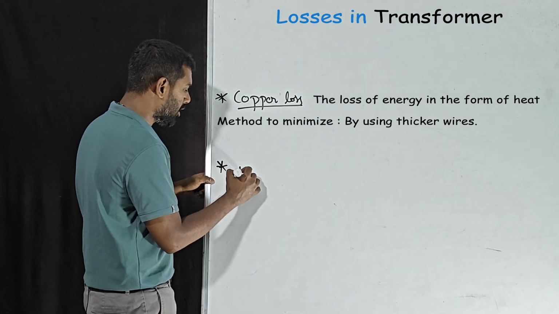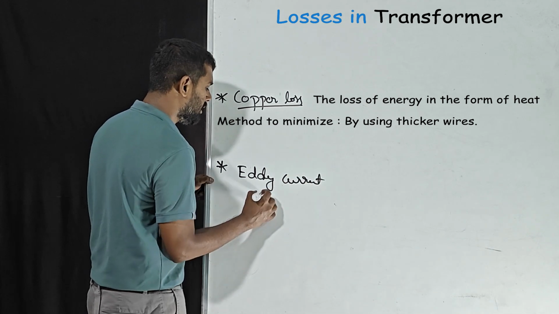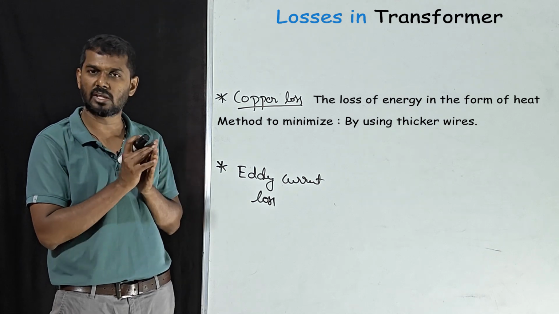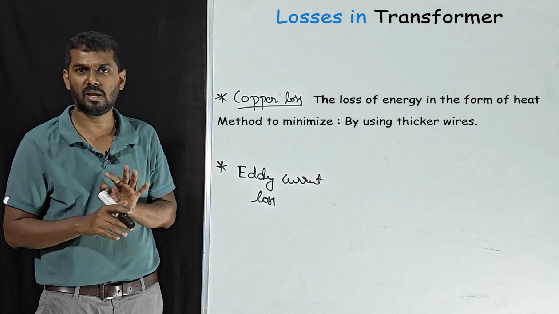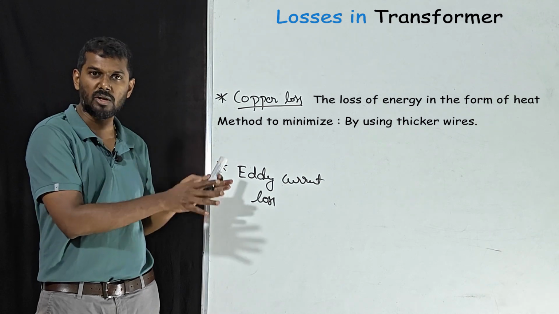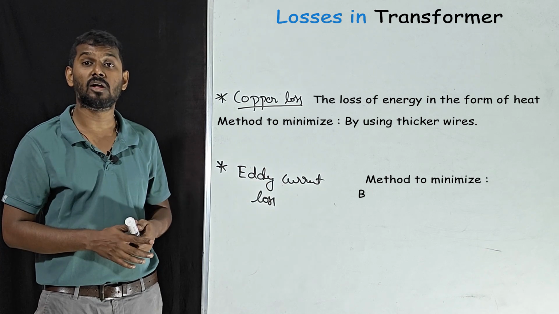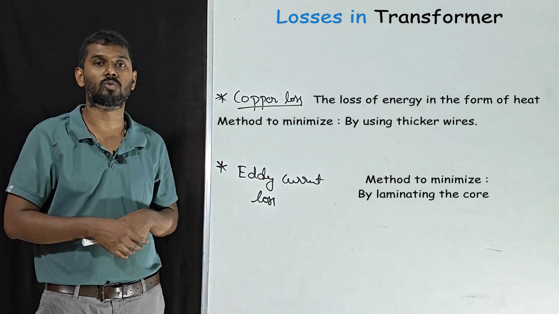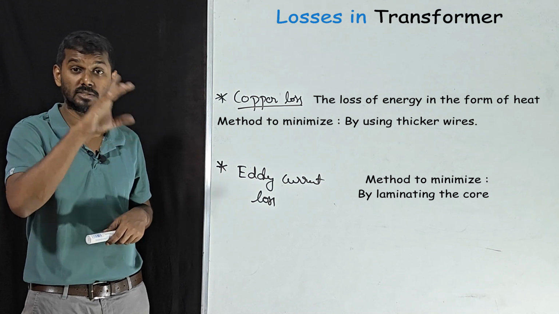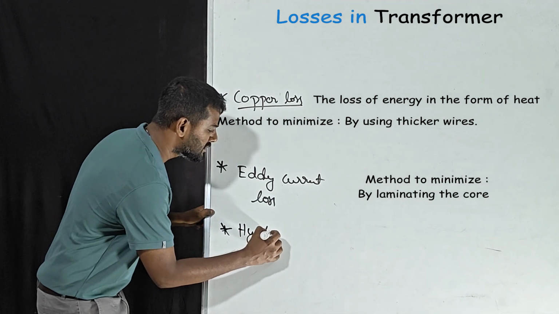Next, we talk about eddy current loss. Definition is not important here because that is not given in the textbook and it is also not in the syllabus. How to minimize eddy current loss? This is one loss in transformers. By laminating the core. Remember all these points, that is very much important. The third one is hysteresis loss.